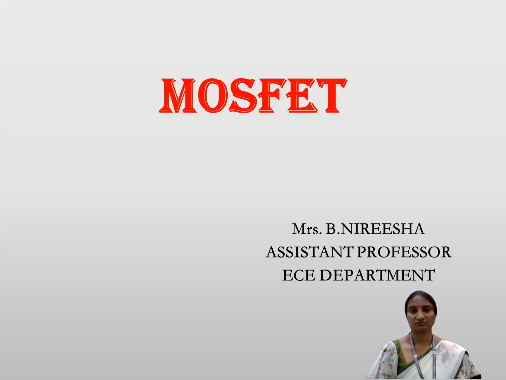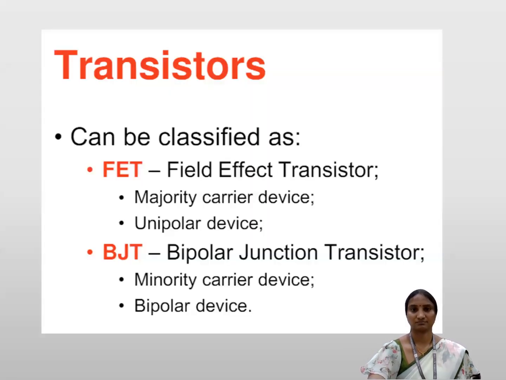In today's lecture, I would like to explain about the MOSFET. Before I start with the MOSFET, first I would like to give some of the differences between BJT, MOSFET and FET. FET stands for field effect transistor. It is a unipolar device. BJT stands for bipolar junction transistor and it is a bipolar device.